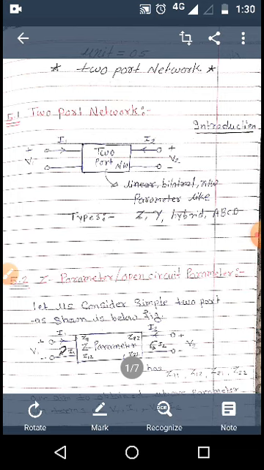Now we will start the first parameter, Z parameters. Z parameters are also considered open circuit parameters. Open circuit parameters, or Z parameters.